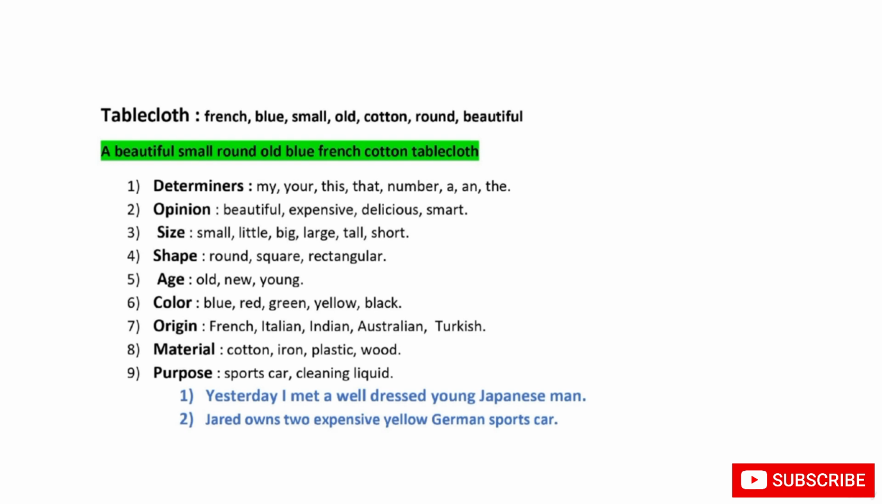And finally, we can include its purpose if we want. Now, if we were talking about a cleaning liquid, for example, the word cleaning would be its purpose. In the case of the tablecloth, we don't have a purpose, so we don't need to include it. So the final order of adjectives here is, in my home, I have a beautiful, small, round, old, blue, French, cotton tablecloth.